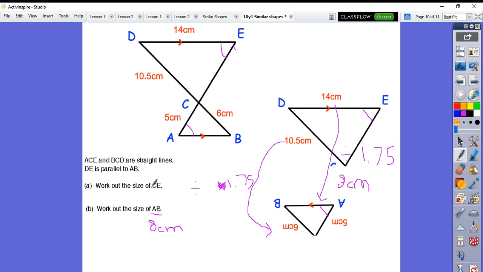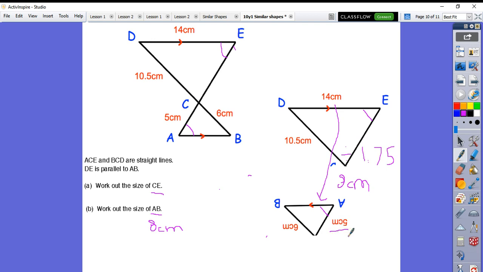Oh, I've just realised I've missed out a question. So CE, what did I need to do? Let me just clear this bit down for a second. Okay. So CE is this bit here. Okay, so we're looking at this bit here. Well, that corresponds with that side.